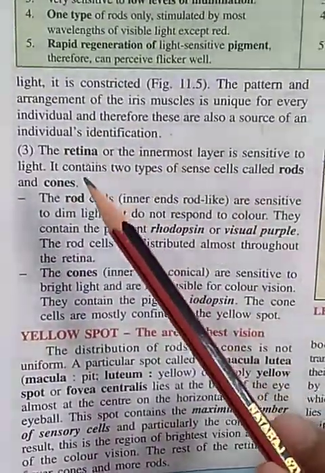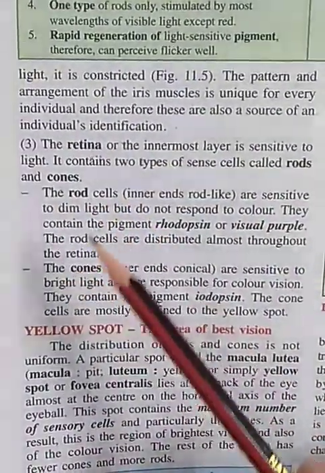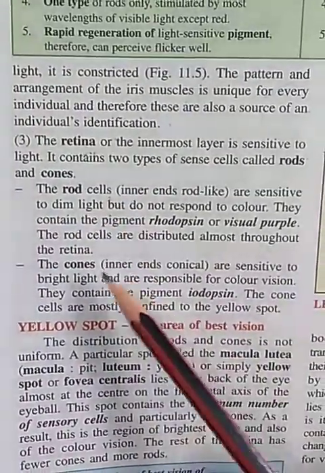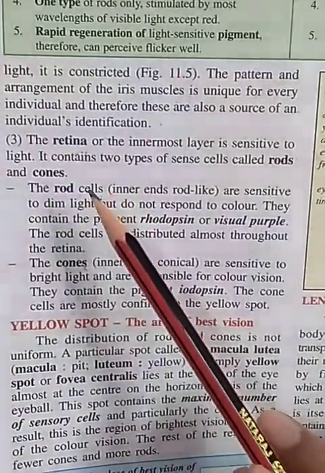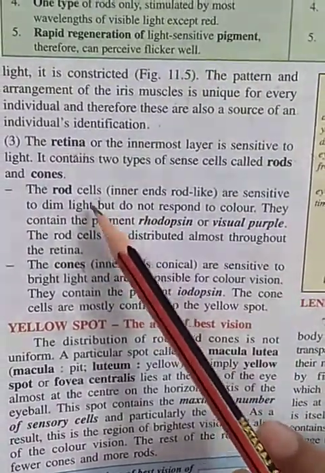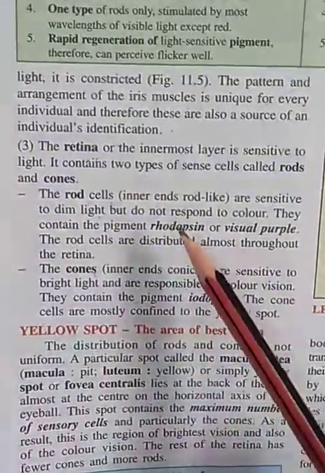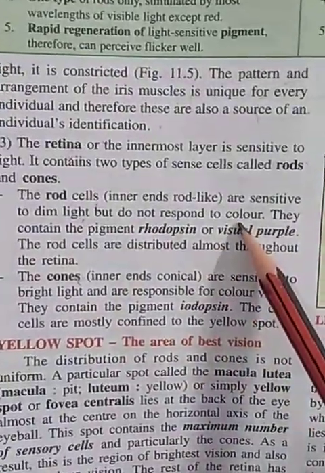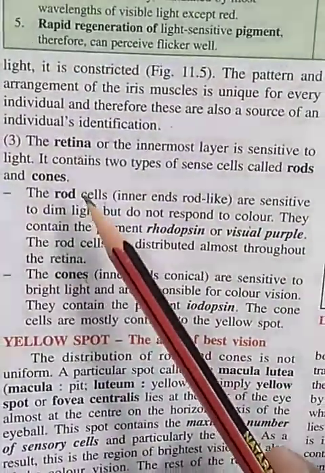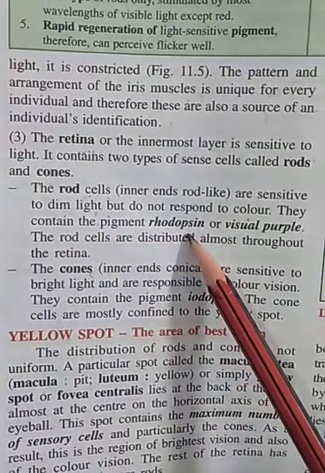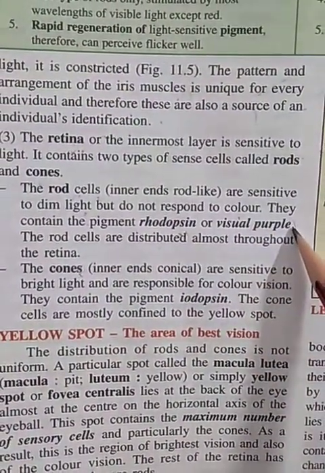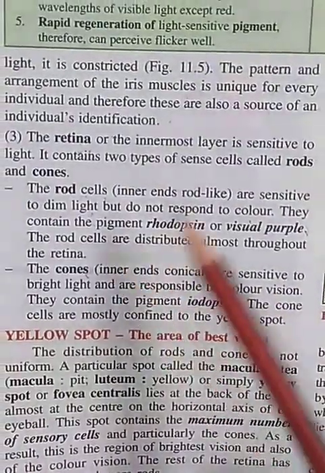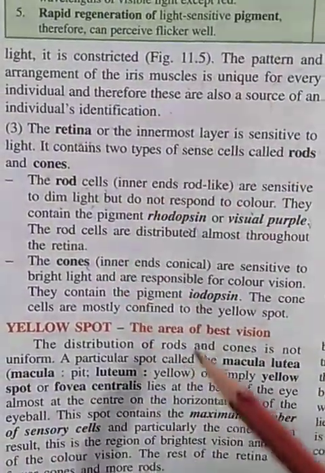In the retina, two types of cells are present. One is known as the rod cells, the second one is known as the cone cells. Rod cells are sensitive to dim light, meaning they work in dim light and they do not respond to color. These rod cells contain a pigment known as rhodopsin, which is also known as the visual purple pigment. And these rod cells are distributed throughout the retina.